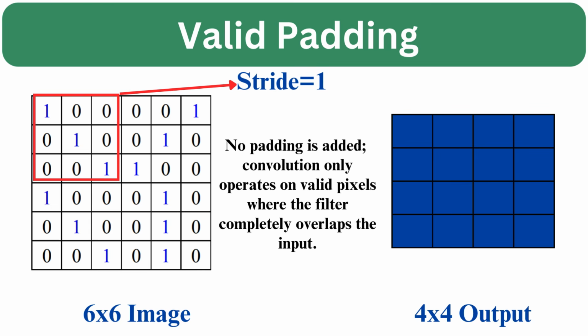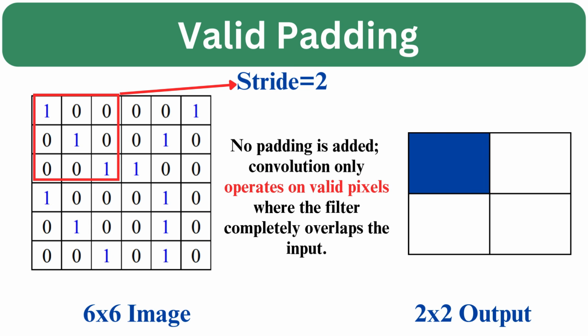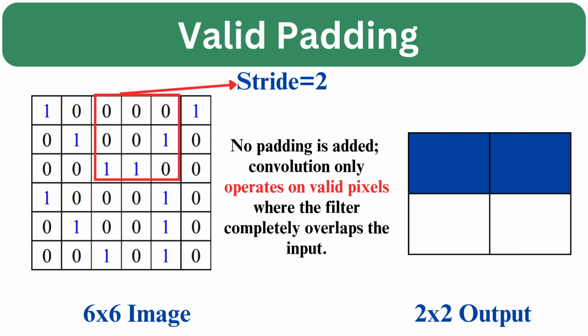And when we increase the stride to 2, then what will happen? The filter starts from the top left, makes the computation, and then moves 2 steps right.